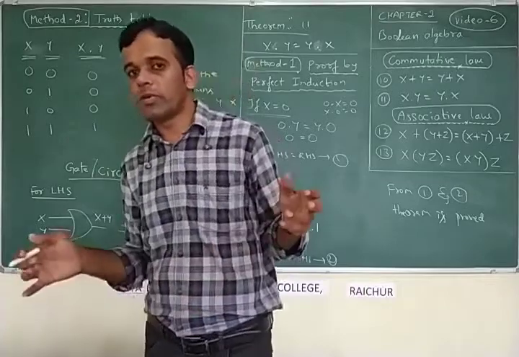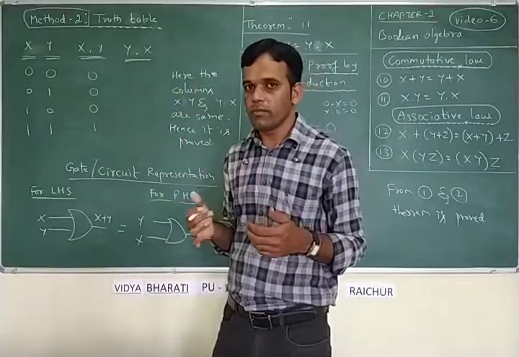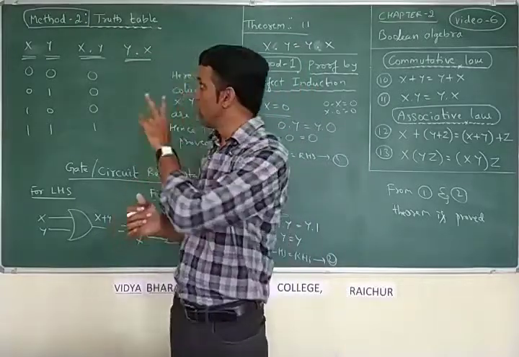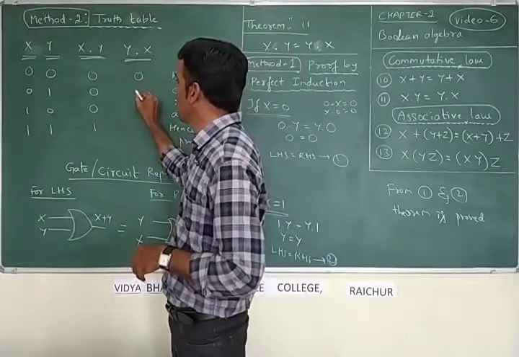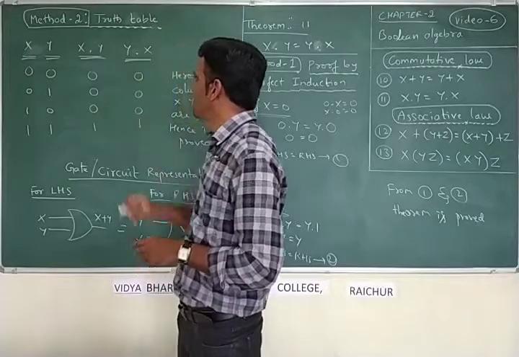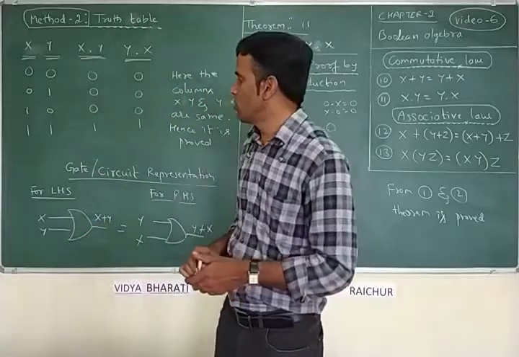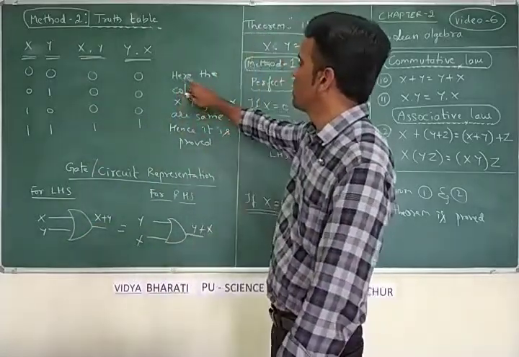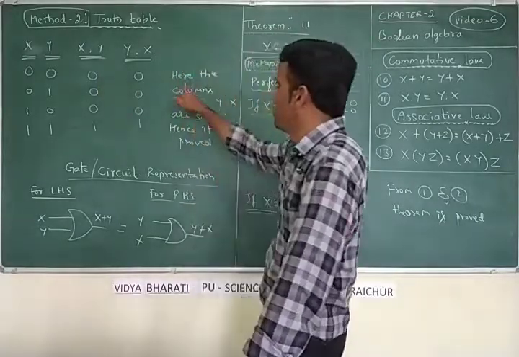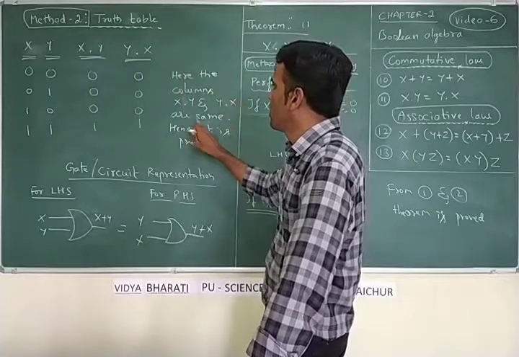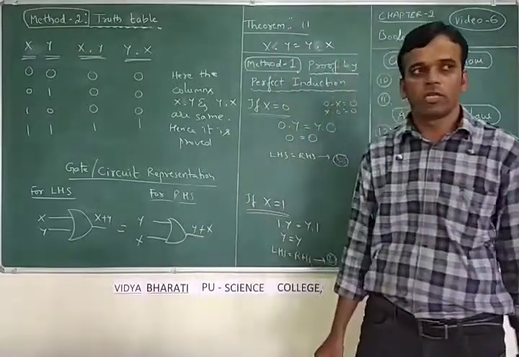So when the AND operation is there, whether we are having x into y or y into x, it is going to be same. Again the value is 1 if both x and y are 1, otherwise it is 0. So again you are going to get same result, as we got for the x into y. So again you write the conclusion. Here the columns x into y and y into x are same. Hence it is proved. So theorem is proved.